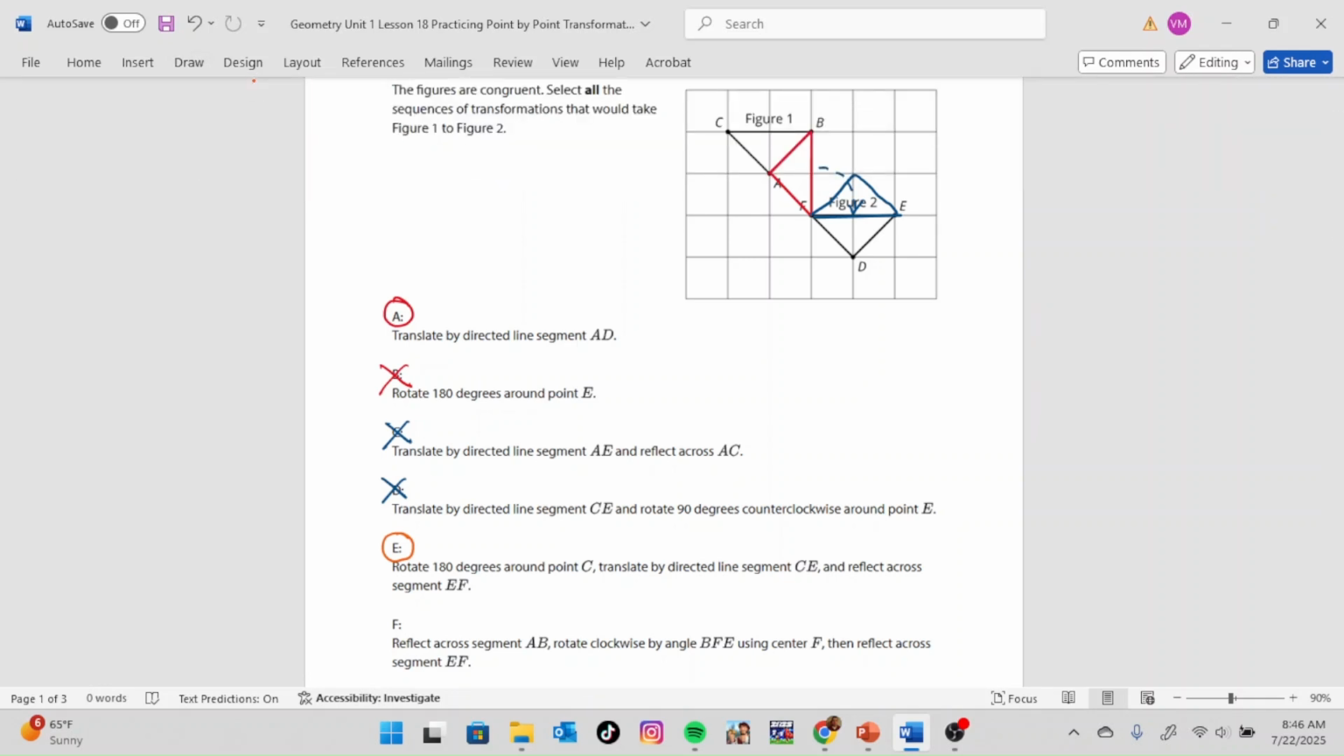And then step 3, reflect across segment EF. So we're going to reflect the blue triangle across this orange line, and it's going to create this orange triangle which lays directly on top of figure 2. So this series did in fact move figure 1 to figure 2. So F is also correct. So the correct answers on this practice problem are A, E, and F.